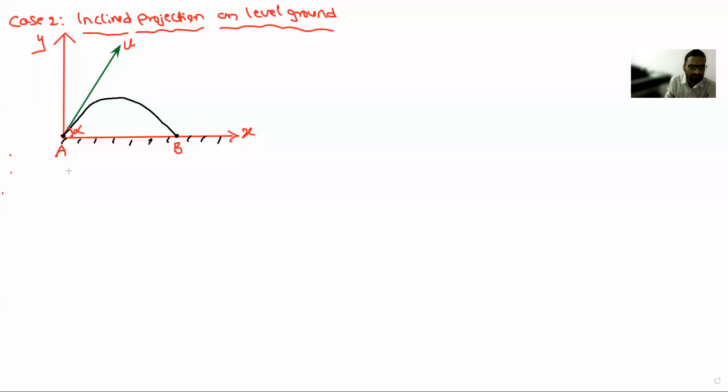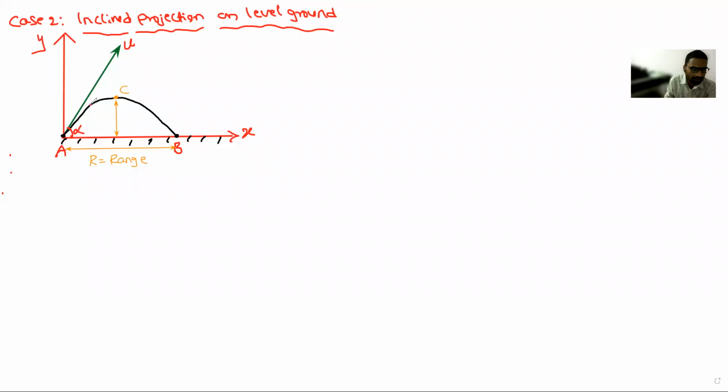Can you tell me what the distance between A and B is? Range. And what is this? Height, the maximum height the particle can travel. This is equal to R, where R is the range. This point is C, the maximum point.